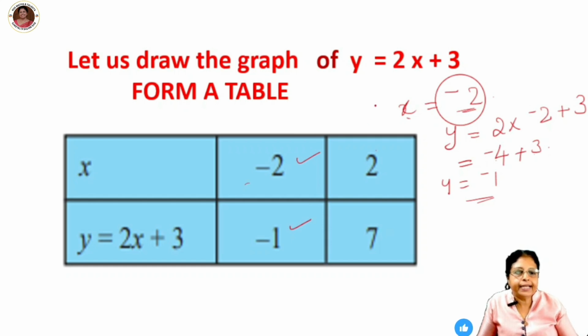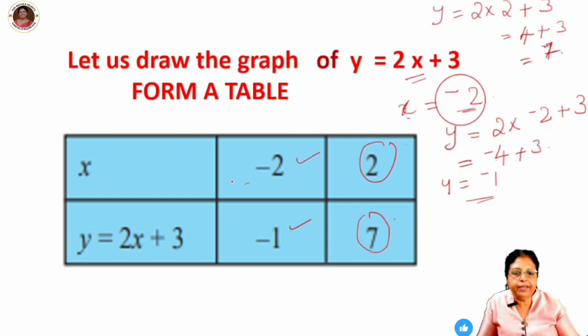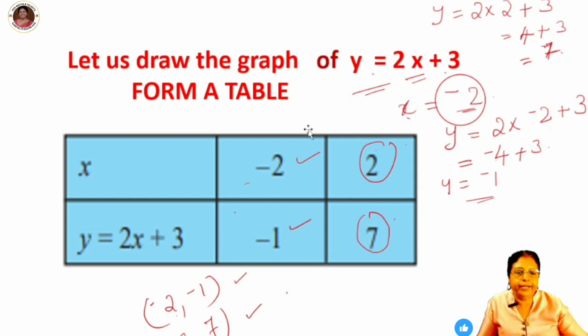Then next we substitute the value x equal to 2 here. Then we are getting y equal to 2 times 2 plus 3, that is equal to 4 plus 3, that is equal to 7. That means when x equal to 2, we are getting y equal to 7. So here we are getting 2 points which satisfy this equation y equal to 2x plus 3. Which are the points here? We are getting 2 points, minus 2 comma minus 1 and 2 comma 7. So we are plotting these 2 points.